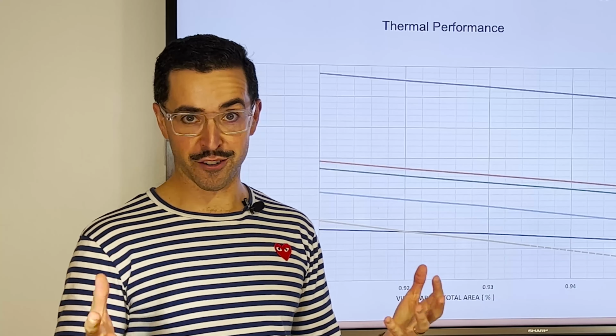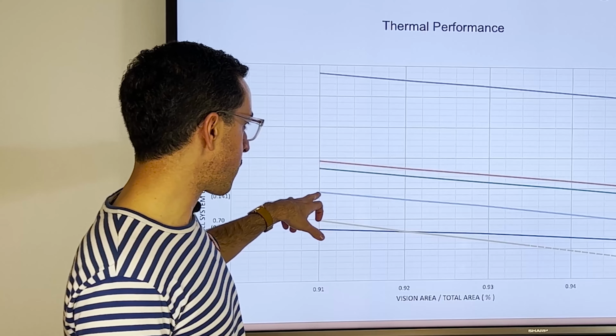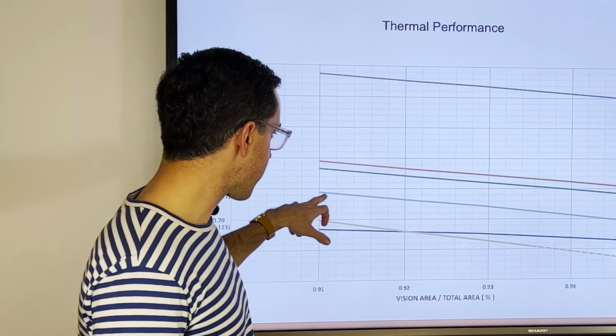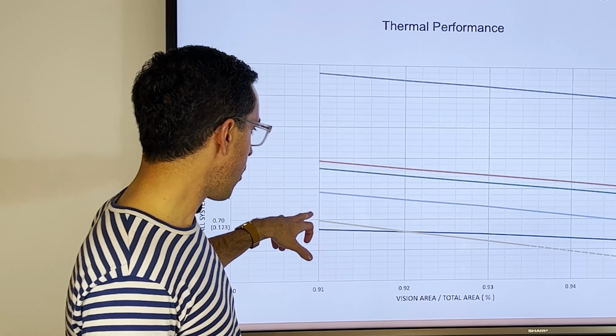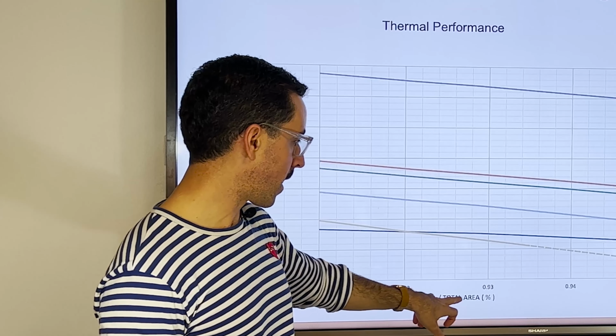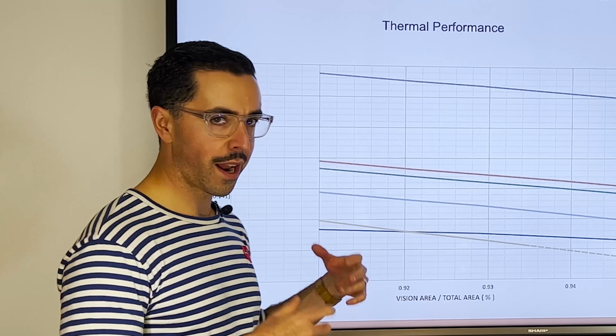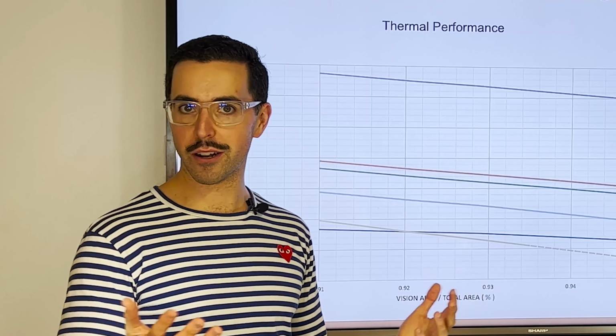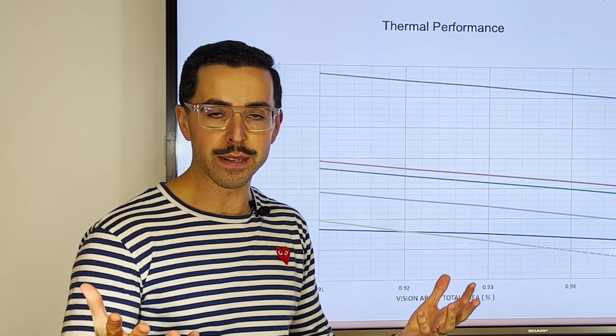Our standard GlasCurtain systems, with a triple glazed, triple low-E glass, will be in the range of 0.76 at vision divided by total area of 0.92. But what happens if we use even better glass? Because there is even better glass tech out there. What happens if we use vacuum insulated glass?